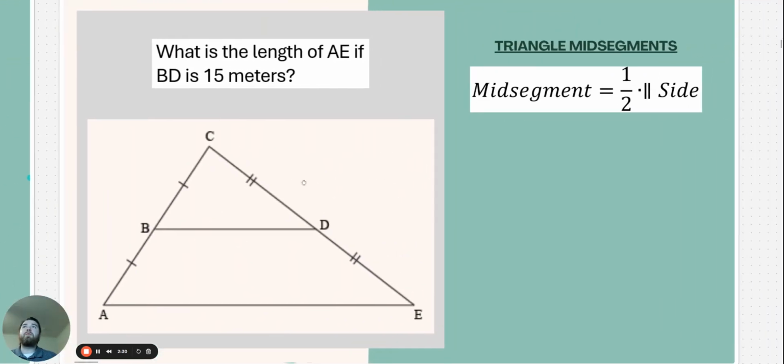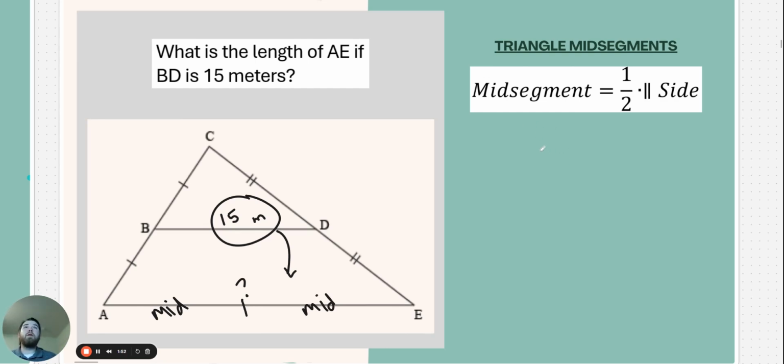Next, we've got this one here. This is saying, what's the length of AE if BD is 15 meters? Again, we know this value right here, but we don't know that value here. You could always use that formula that I created, or you can just say that this midsegment is going to be half the size of that. That basically just means that I've got a midsegment here and a midsegment here. It's basically taking that midsegment and putting it into 2 different things, so it's doubling your midsegment.